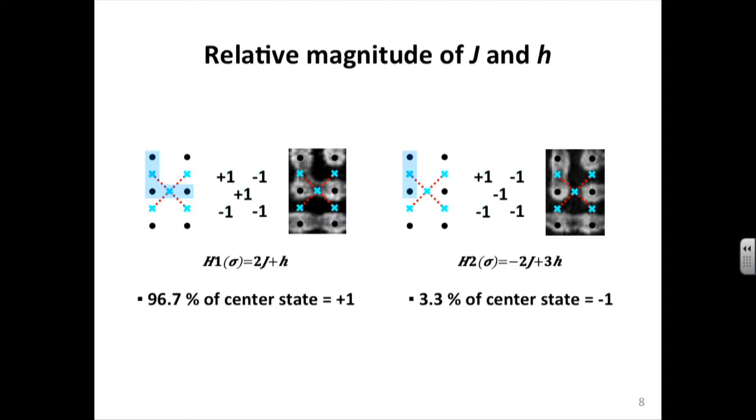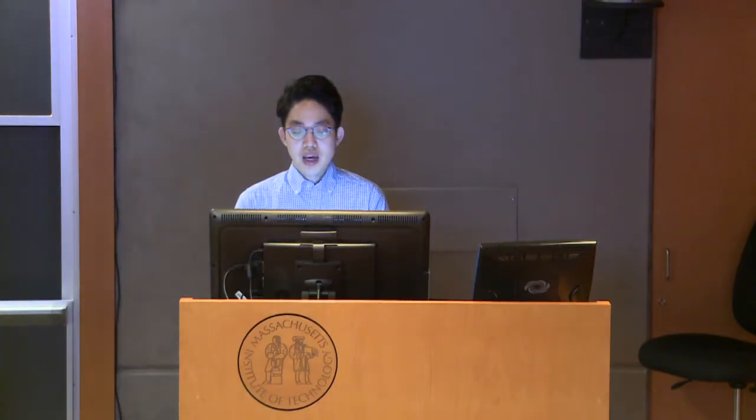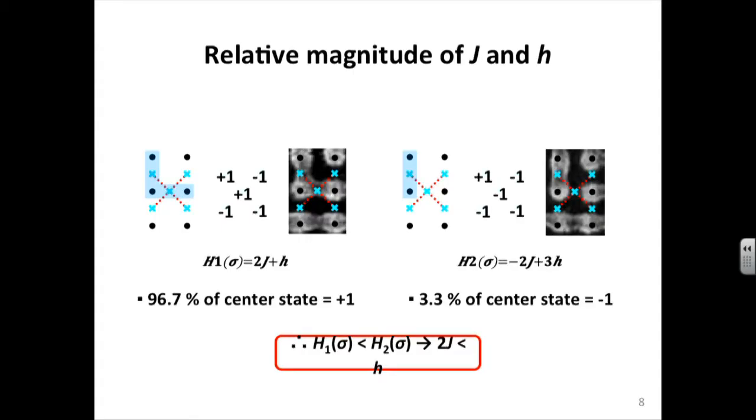We can repeat the same process for the case where the center state is now inverted from +1 to -1, while the 4 neighbor states remain unchanged. The Ising Hamiltonian H2 is -2J plus 3H, and given this specific 4 neighboring state configuration, 3.3% of center state was set to -1. We know that the left configuration is observed with much higher probability, so H1 must be less than H2. This inequality simplifies to 2J less than H.